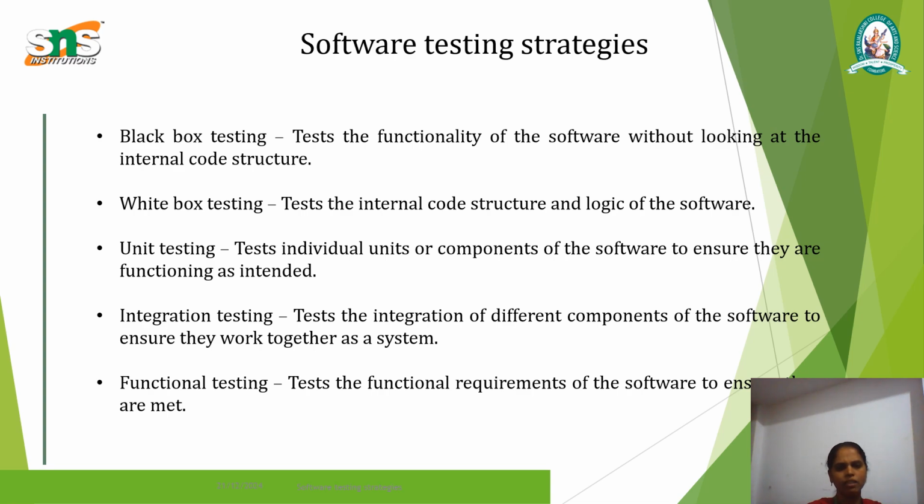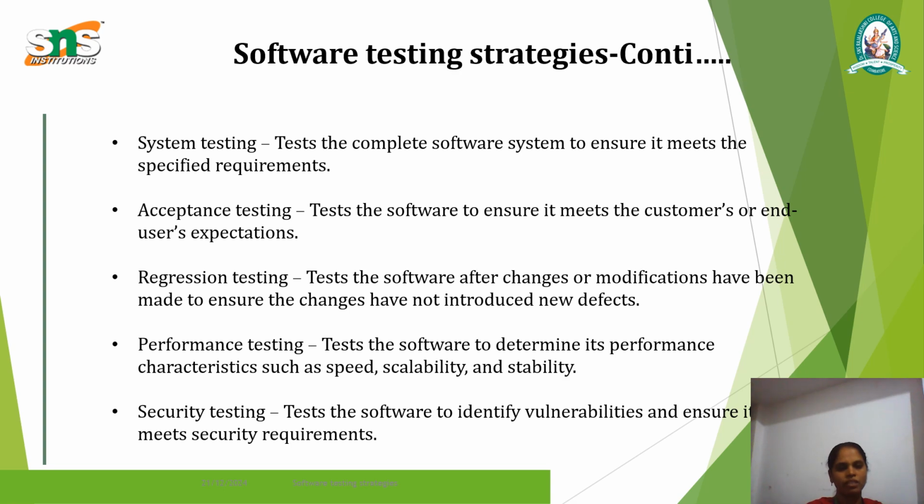In unit testing, we test individual units or components of the software to ensure they are functioning as intended. In integration testing, we test the integration of different components of the software to ensure they work together as a system. In functional testing, we test the functional requirements of the software to ensure the requirements are met. In system testing, we test the complete software to ensure it meets the specified requirements. In acceptance testing, we test the software to ensure it meets the customers' or end users' expectations.